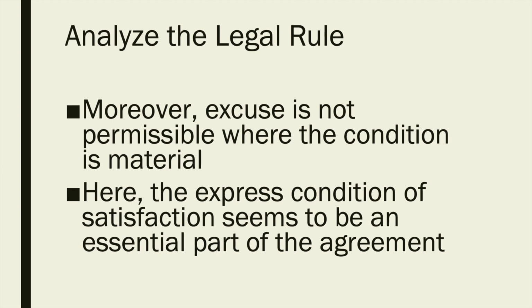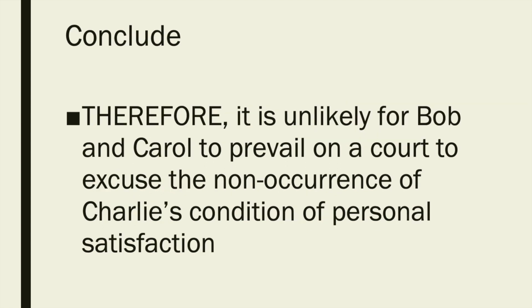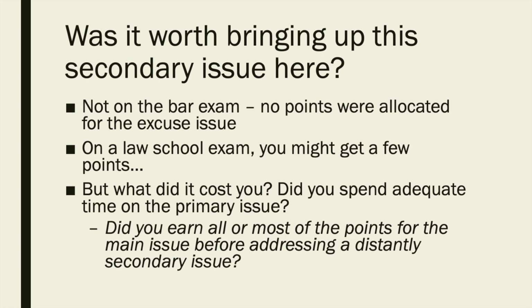Excuse is not permissible when the condition is material. And here, this is the big problem why it turns out this wasn't a great argument to raise. The express condition of satisfaction seems to be the essential part of the agreement. The fact pattern made it front and center and told you there's an express condition. For us to argue now that the condition of satisfaction was immaterial, therefore it is unlikely for Bob and Carol to prevail in a court to excuse the non-occurrence of Charlie's condition of personal satisfaction. In other words, we went through this whole analysis only to say that the defense probably won't work. So was it worth spending your time on this?